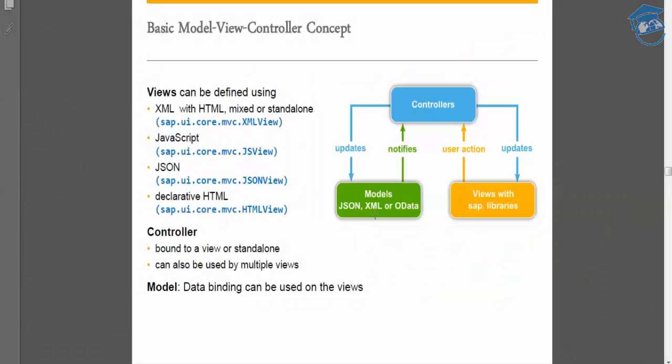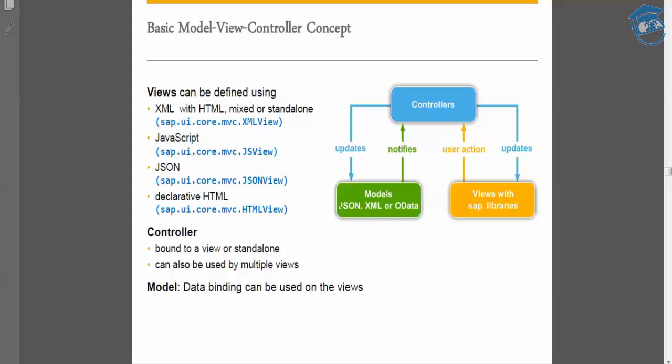Now we'll see how this works for a SAP UI5 application. In SAP UI5 applications, we have views, models and controllers. When we talk about views, in the previous session we have seen first.view.js and first.controller.js. So view.js is the view, controller.js is the controller, but the model we'll discuss when the model concept is discussed. Models are JSON model, XML model and OData model.